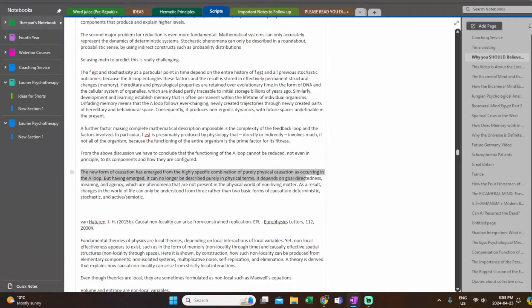It depends on goal-directedness, meaning, and agency, which are phenomena that are not present in the physical world of non-living matter. As a result, changes in the world of life can only be understood from three rather than two basic forms of causation: deterministic, stochastic, and active semiotic.